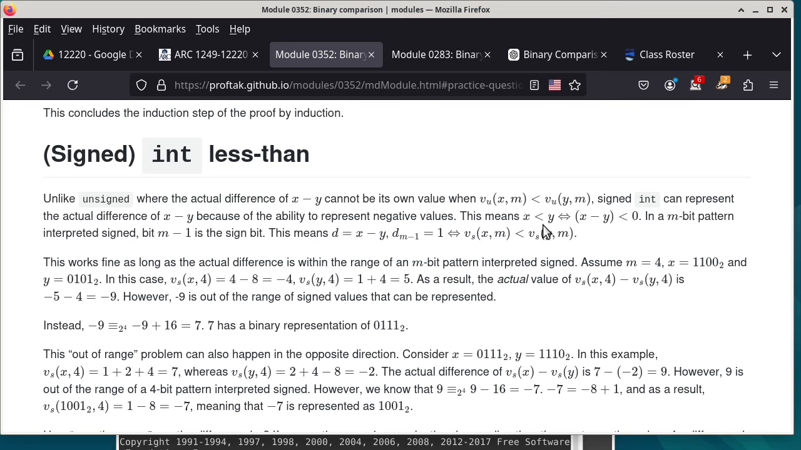All right. So what is this, by the way? This is just D, okay? Because x minus y is the difference, which we know as D in the full subtraction. So that means D equals x minus y, and D of m minus 1, or the most significant bit of D, is a 1 if and only if x interpreted signed is less than y interpreted signed. Okay, wait, hold on a second here. What is this saying? Why?